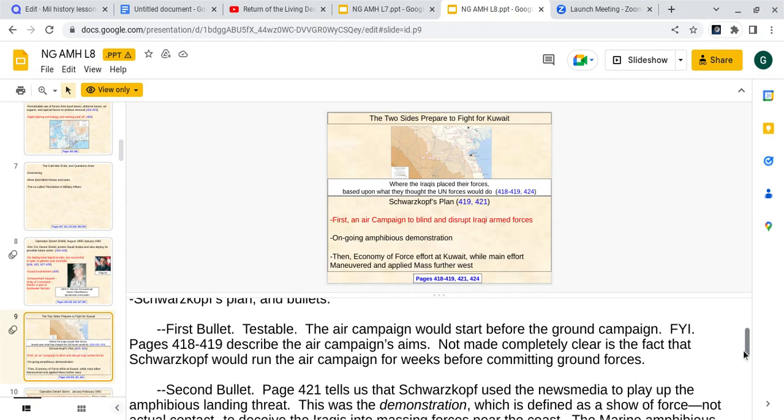Schwarzkopf ran the air campaign for weeks before committing to ground forces. So here you use some of the principles of war, like massing all your combat power at the decisive place, right? If you use air campaigns for a while before ground campaigns, then you enhance the security, another principle of warfare, for ground forces.